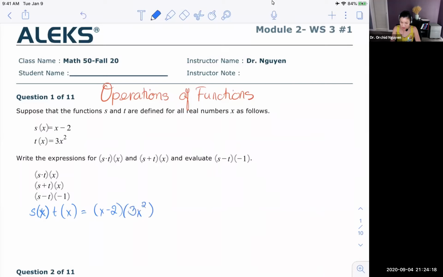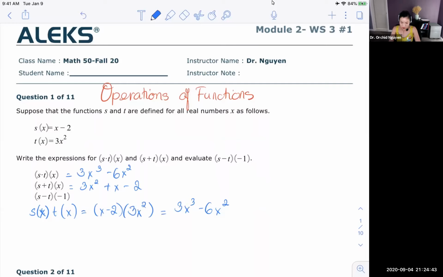Straightforward. Okay, so what we have, we pretty much just distribute: 3x cubed minus 6x squared. So that's the new function that we have. For addition, we pretty much just add them together. So 3x squared plus x minus 2. Okay.